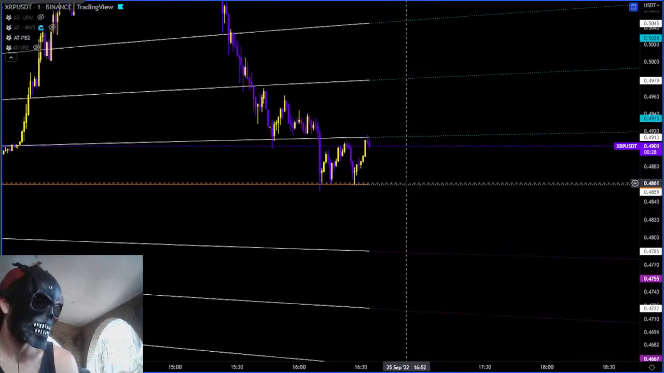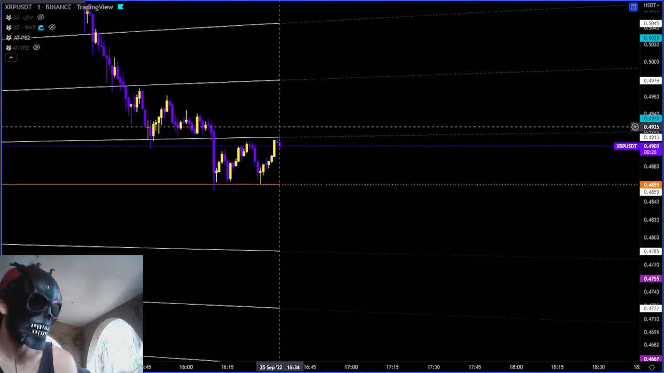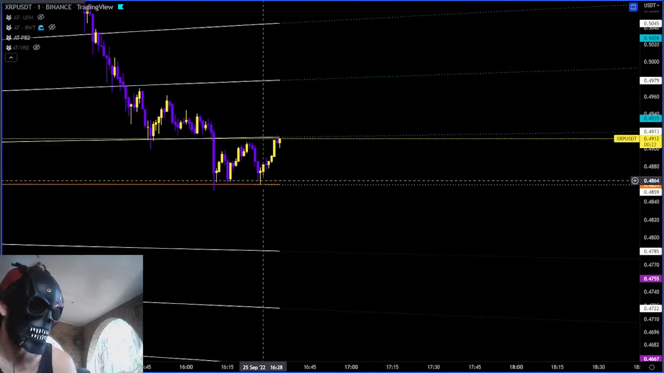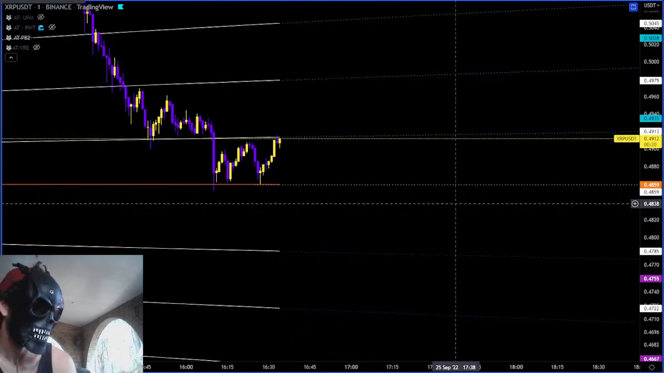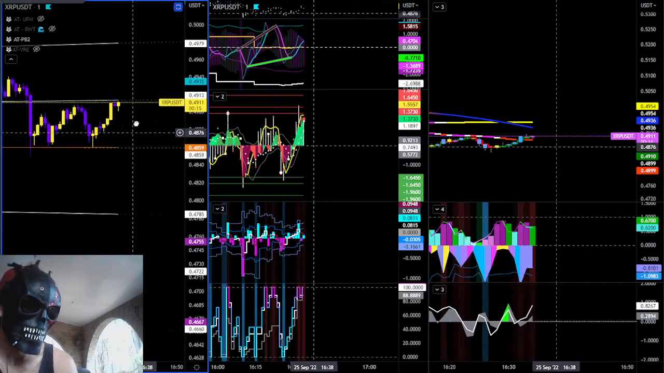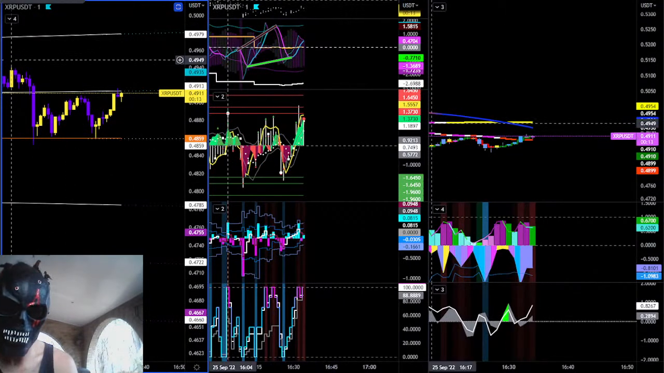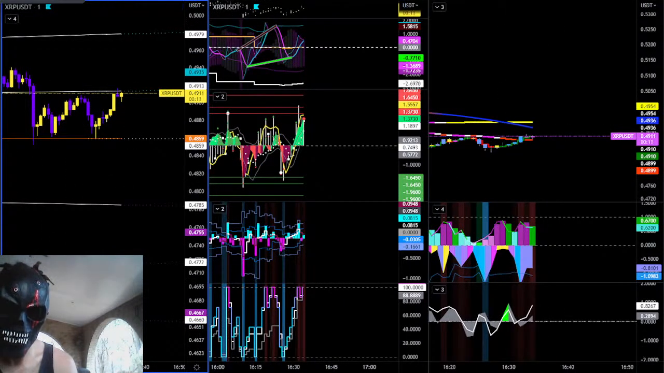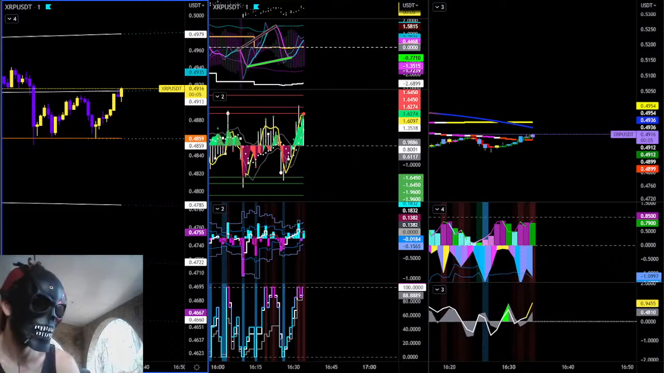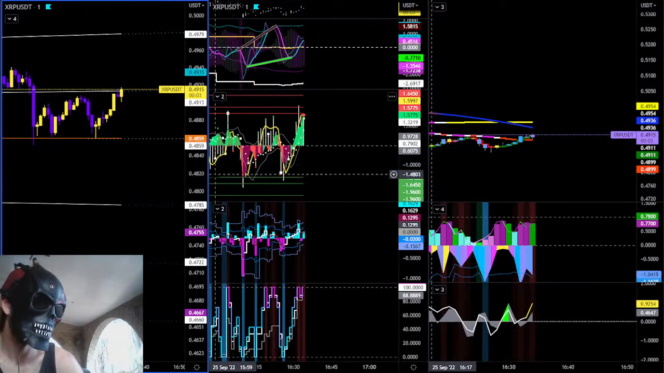Okay, so this is what you're looking for, is a break above here. Close below here, you're going to continue to here. Close below here, you're going to continue here. Open above here, you continue to here. Open above here, you continue to here. Okay. We're looking to close above.